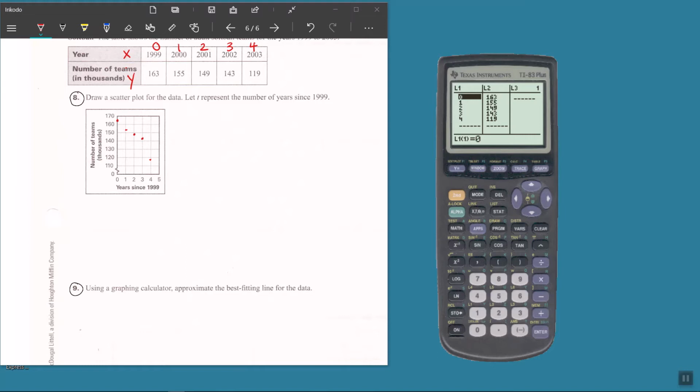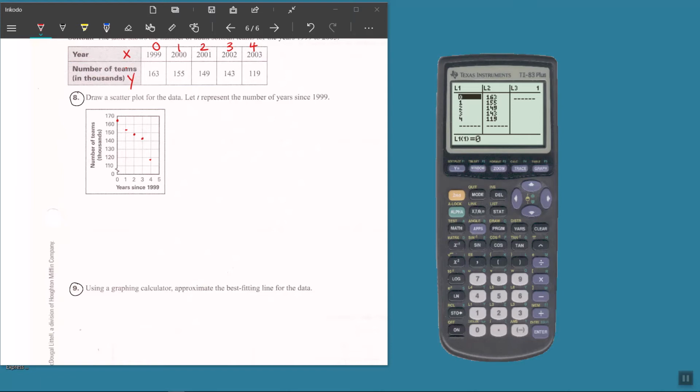The L1 is going to be your X values. So you can see that I already plugged in the X values 0, 1, 2, 3, and 4 that are going along with this problem. And then L2 is going to be your Y values. So that's the 163 all the way down to 119. That's from that table there.